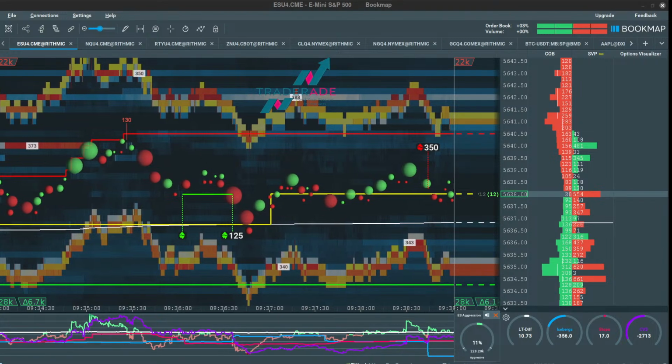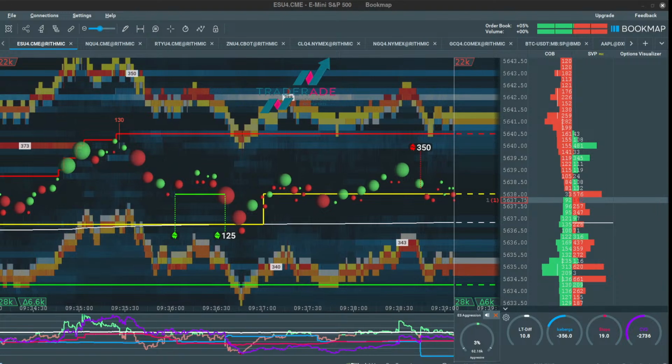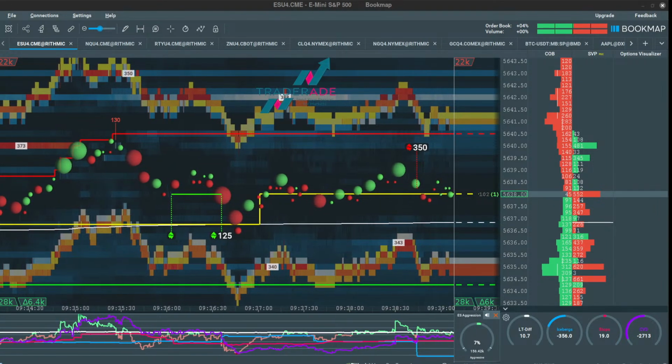So we can see 8-day at the money S&P vol is actually really, really low. It's like at the post-COVID lows now.